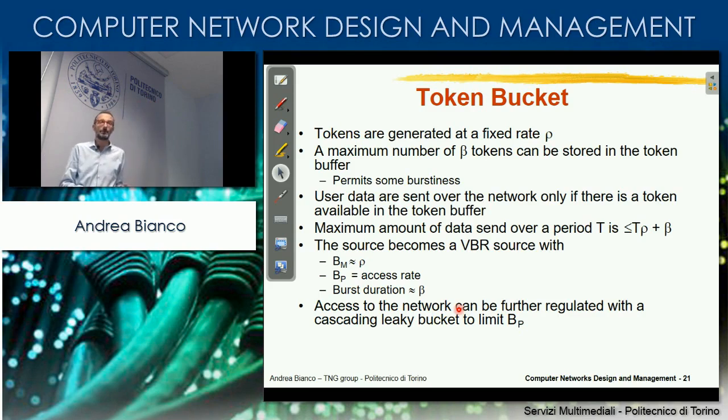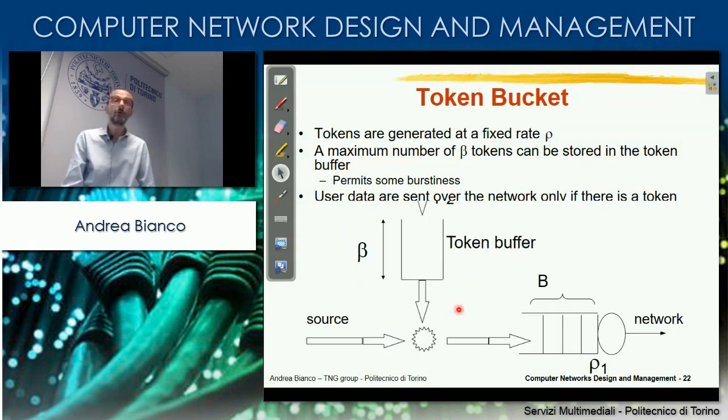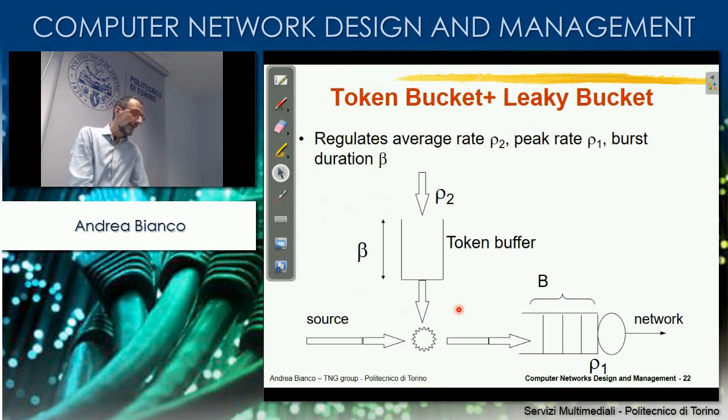The peak rate, if you don't further bound this controller, is the access rate, because you can send packets back to back. If you want to further control the peak rate, you can cascade to the token bucket a leaky bucket with a different rate rho. That will further control the peak rate. You can reduce the peak rate with respect to the access link speed, if you wish, by adding a leaky bucket. Of course, in this case, rho 1 is going to be larger than rho 2, otherwise it doesn't make sense. Okay?